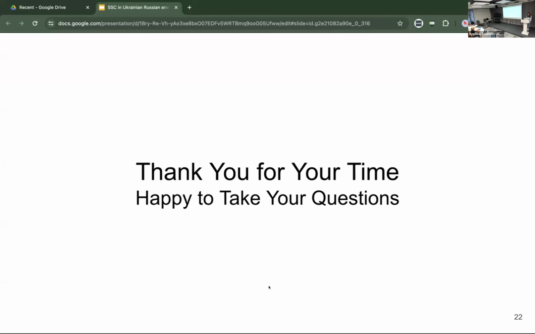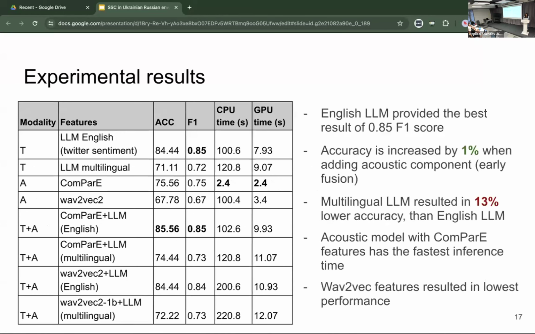I have several questions. Can you go to the slide with the inference time comparison? For the Compare model, you have CPU time 2.4 seconds, and for GPU the same. But for the rest of the models, you have a huge difference. How did you measure it? Did you convert your models to some OpenVINO or optimize them somehow? Or what is your understanding of this huge difference?